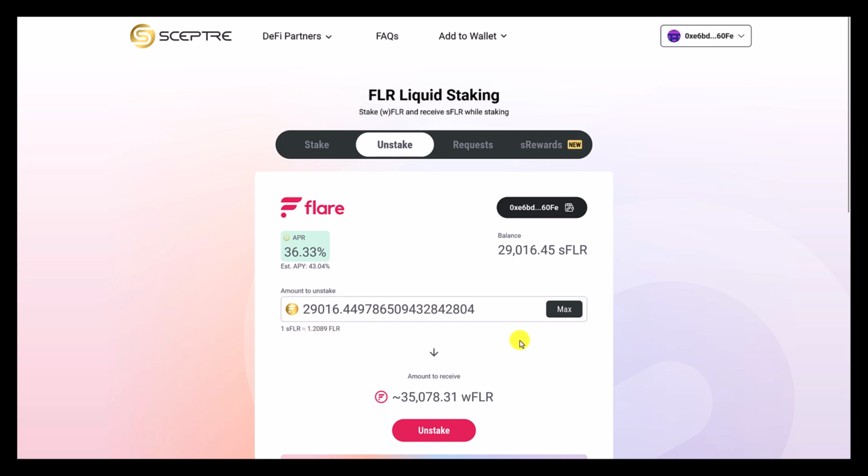This is obviously for test purposes. I would advise you to leave them in there a little longer so you can profit from the drops and from the rewards, obviously, but it is for testing, so I'm not actually going to unstake them.